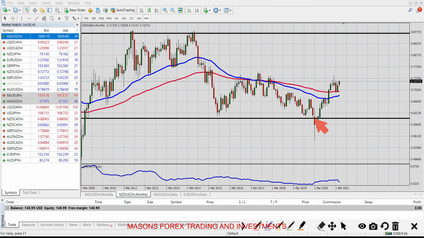So you can see we break lower here. But since this is a monthly, if you are to go down into your smaller time frames, you'll see there will be small or minor reactions within this area.